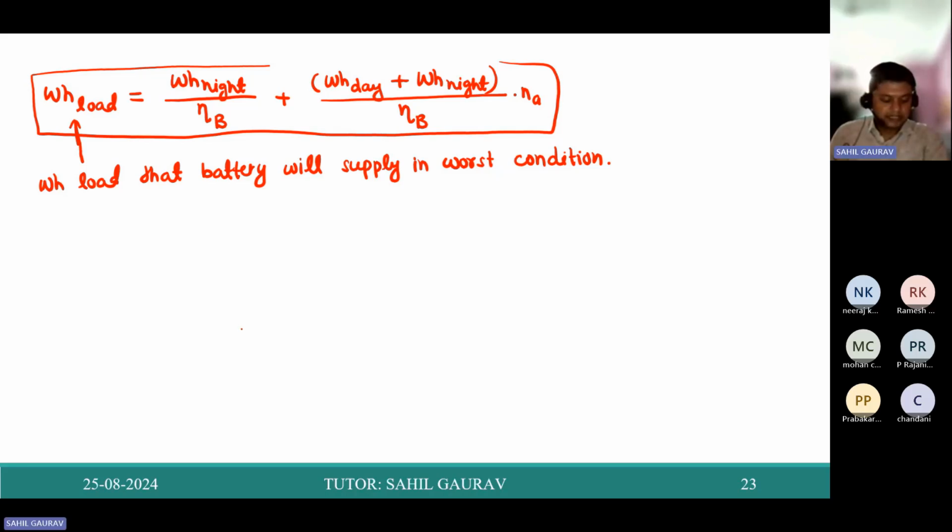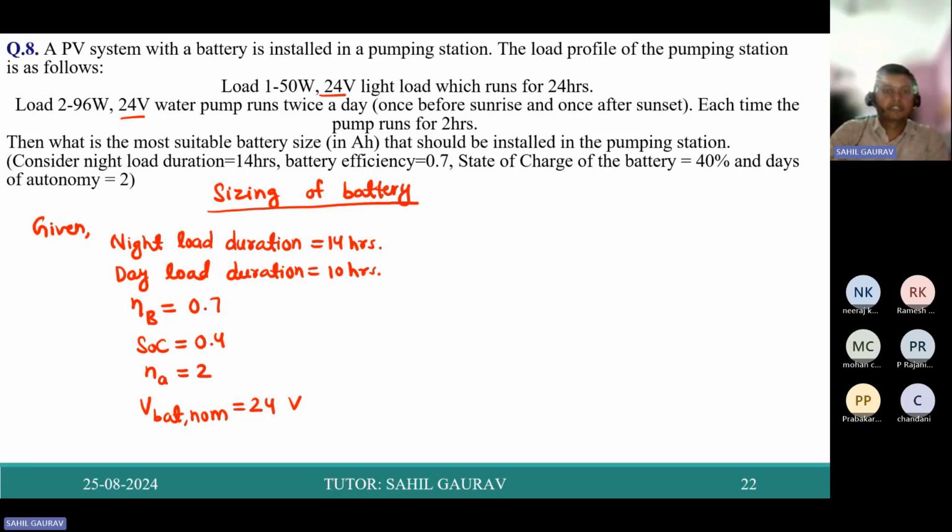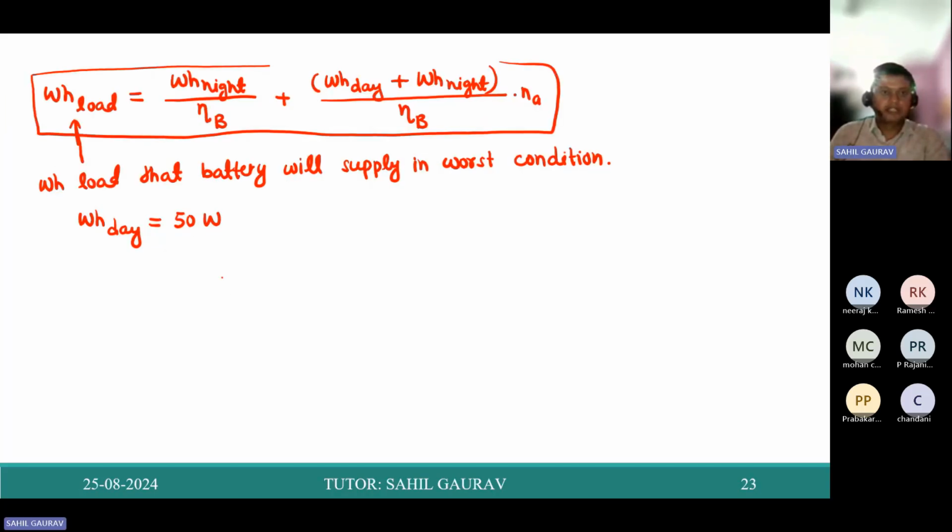So let us find the WH day. During day hours, only this light is running, so its capacity is 50 watt. So here we can see that 50 watt, and day load duration is 10 hours. So 50 watt into 10 hour.